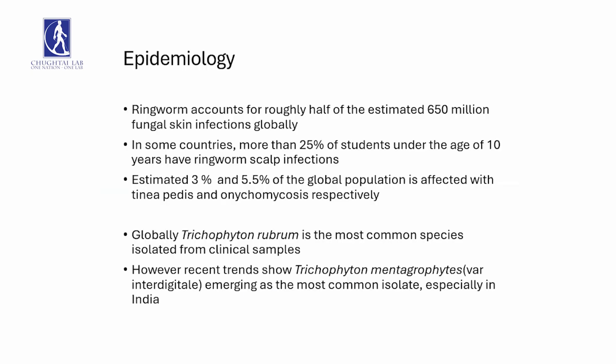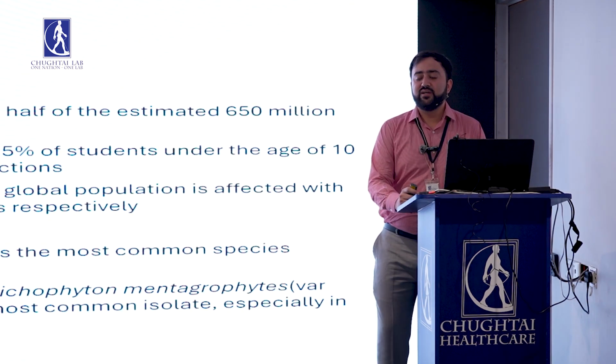Now coming to the epidemiological aspect of these infections, these are extremely common. Of the 650 million fungal infections that occur over the world per year, roughly half are caused by dermatophytes. In some countries, more than 25% of school children are infected with scalp ringworm, that is Tinea capitis. An estimated 3% of the global population is infected with Tinea pedis, and almost 5.5% is affected with onychomycotic lesions. Currently, Trichophyton rubrum is the most common species isolated in these cases.